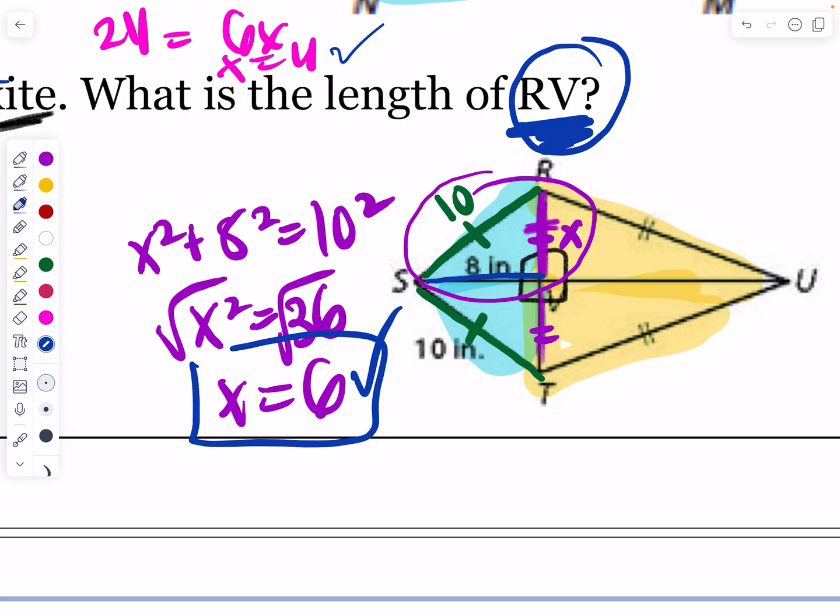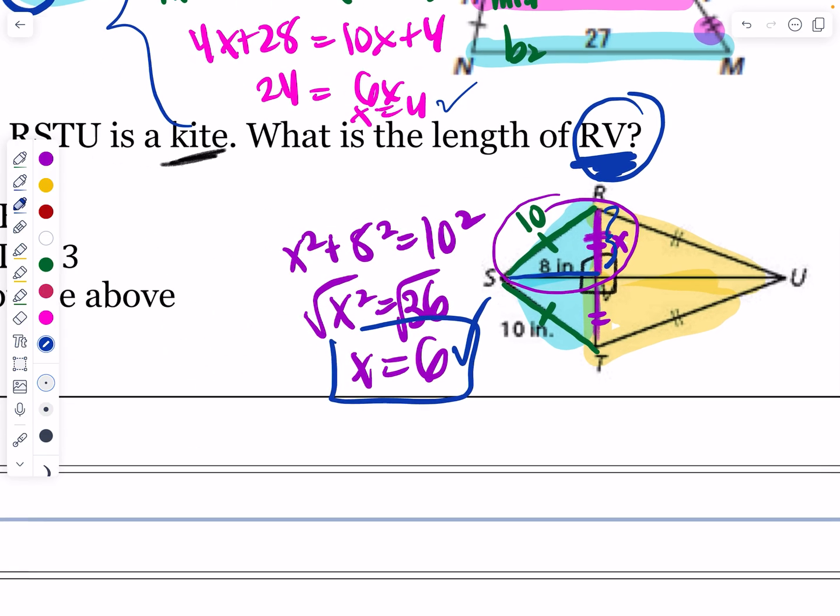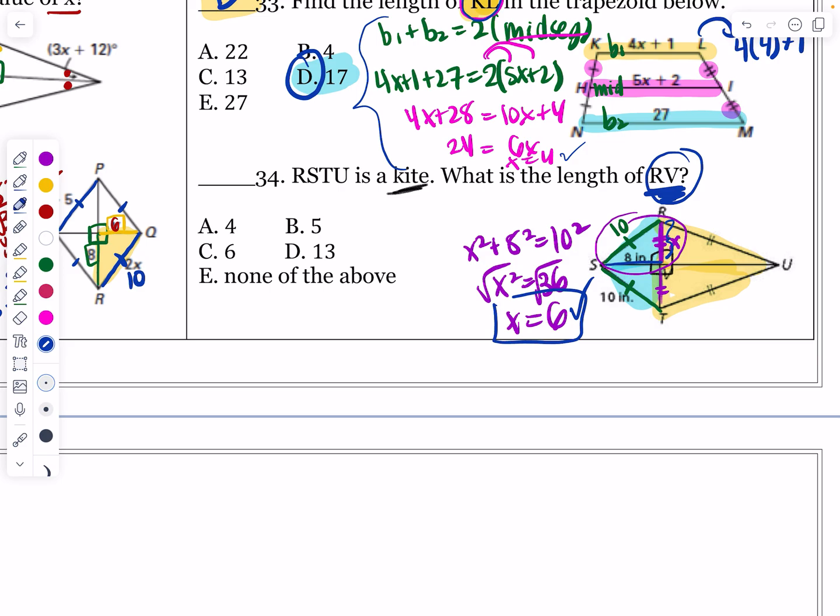Okay, now in this picture, R to V, I've marked with an X. So is that the answer? Yes, because it's just a single X. There's not an expression there. So that should, in fact, be C. But just go slow and be careful and make sure you're solving for what they actually ask you for.